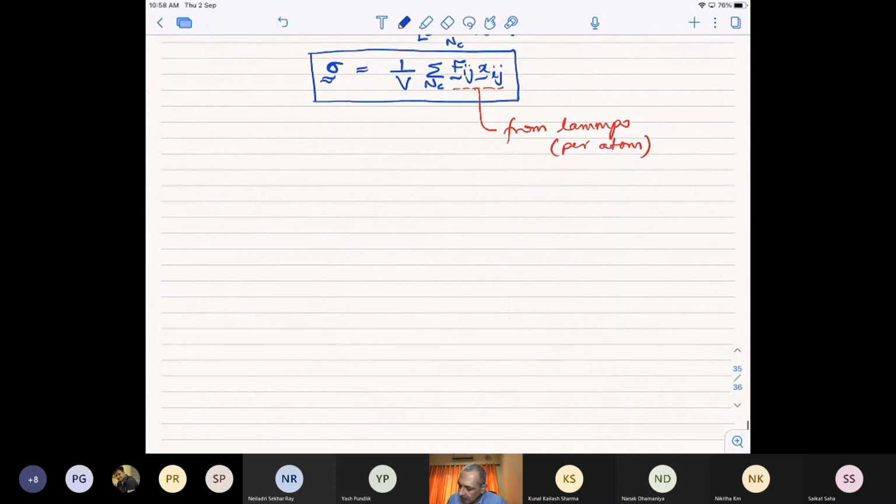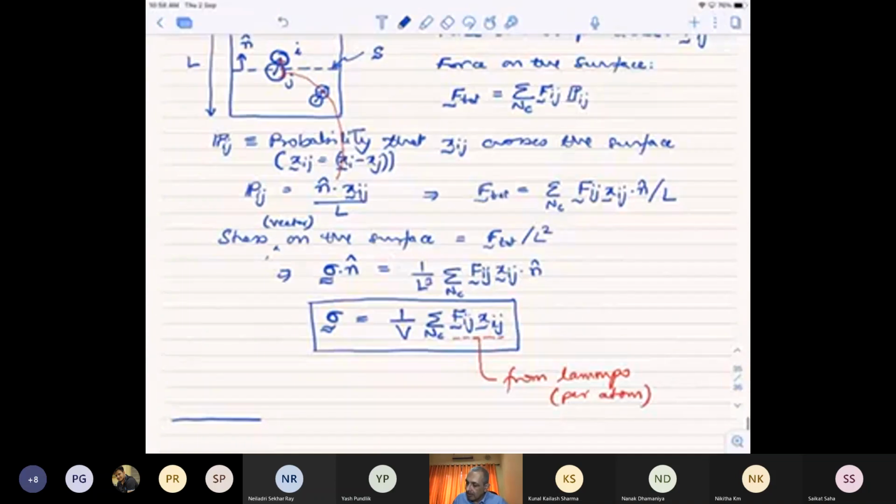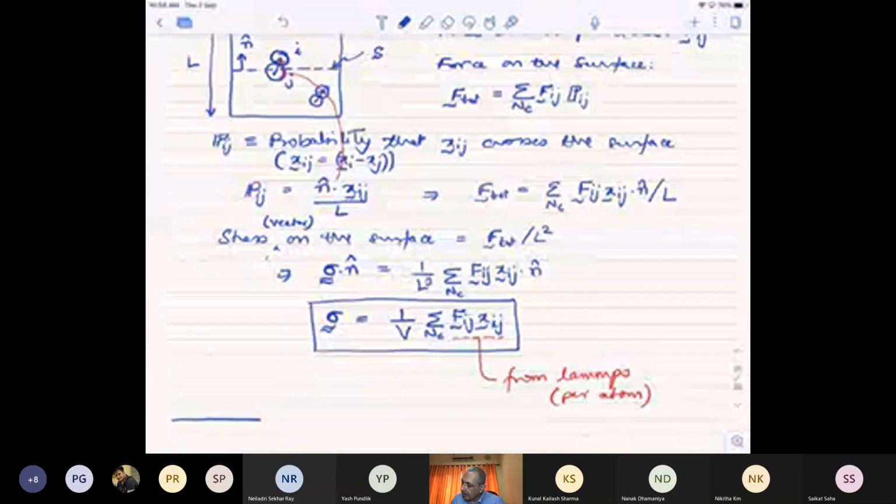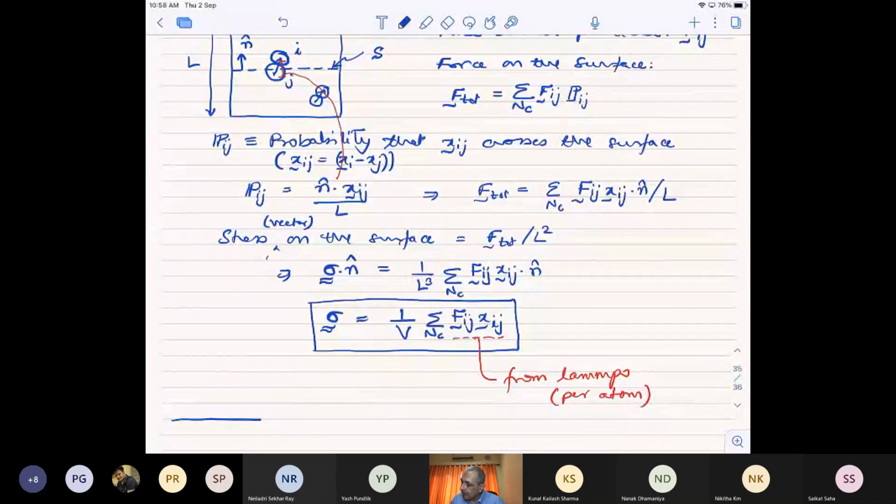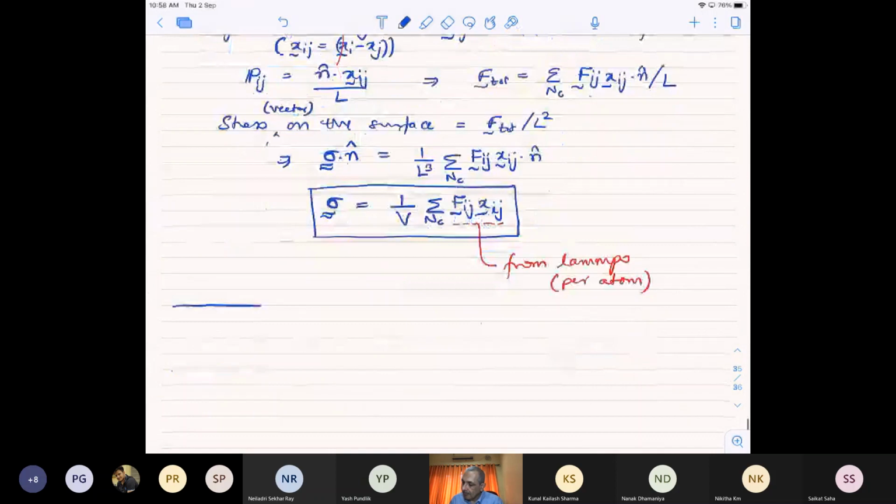So this was an aside, just so that you know how these stresses are calculated when we do computations with particles, so that the stress is simply obtained as the sum of the force between the particles times the distance between. So both are vectors, so you can see this is nothing but a dyad, which is a tensor.